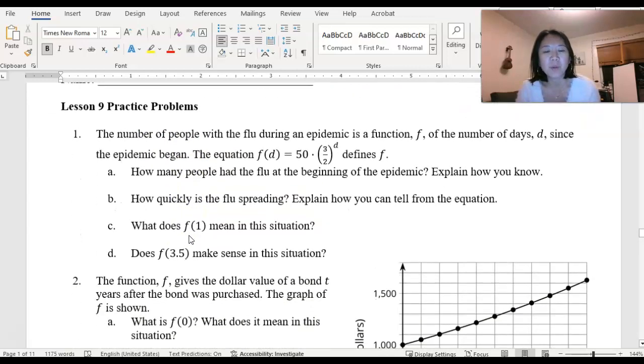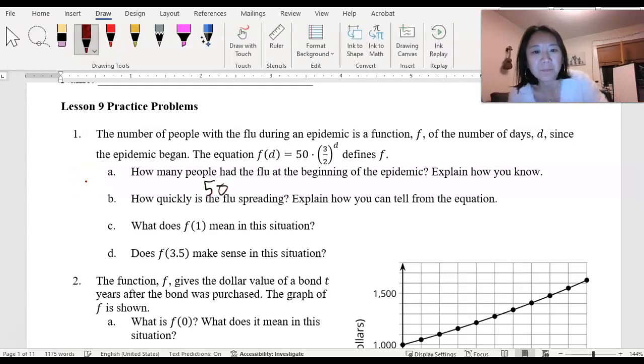So the number of people with the flu during an epidemic is a function f of the number of days d since the epidemic began. The equation f of d equals 50 times 3 over 2 to the power of d defines f. It asks how many people had the flu at the beginning of the epidemic. That would be 50, right? That's our starting value. How quickly is the flu spreading?